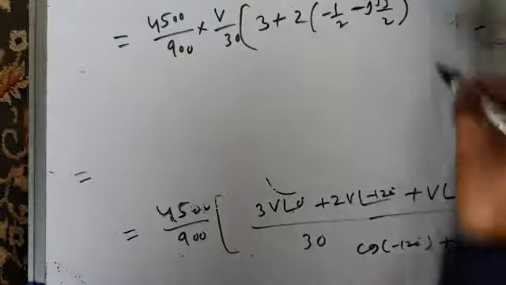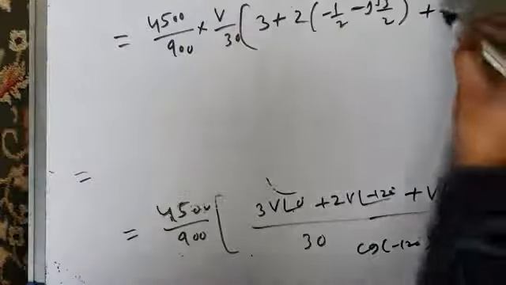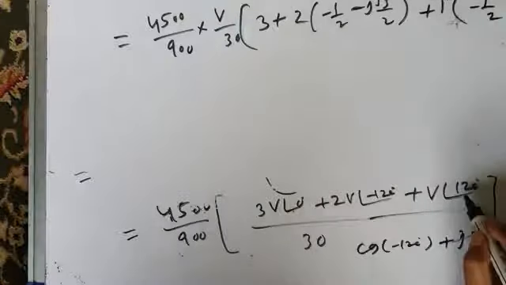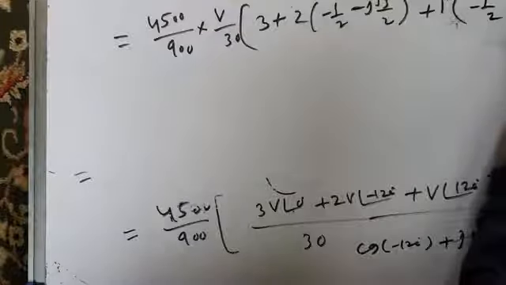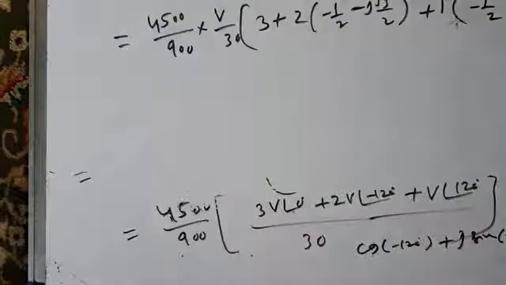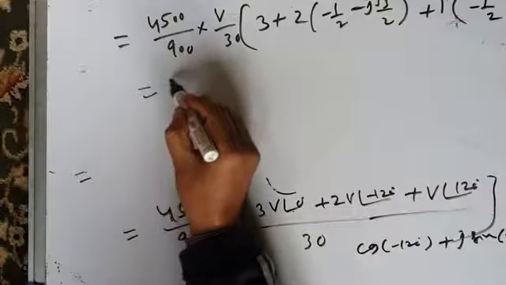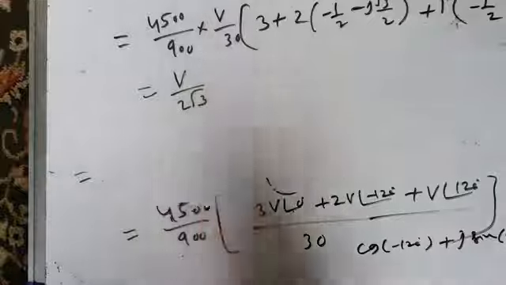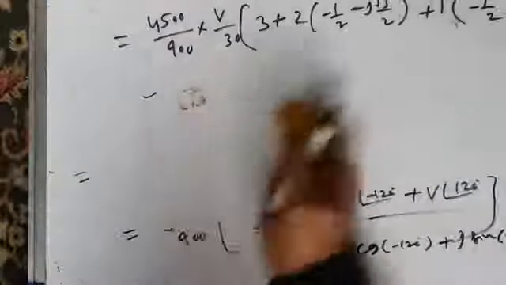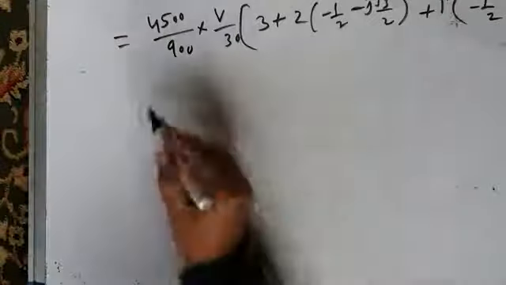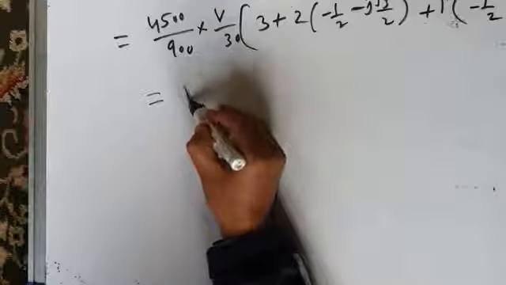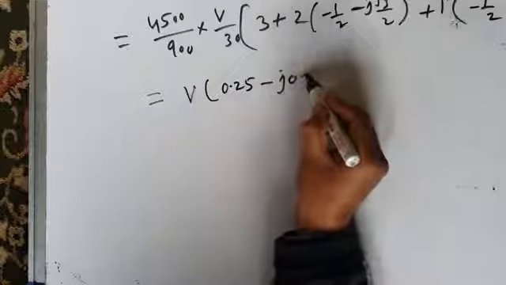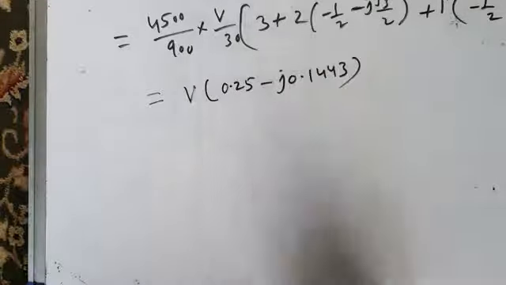Okay, that is done. Plus in the third term we have 1 into cos 120 degrees, it is again minus 1 by 2, plus J sine 120 degrees, plus J root 3 by 2. Okay, so when you solve it, it comes out to be V by 2 root 3. I'm skipping some steps, you can solve it very easily. V into 0.25 minus J 0.1443. This is what we get.